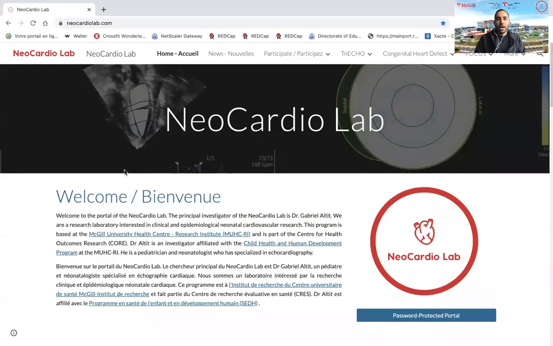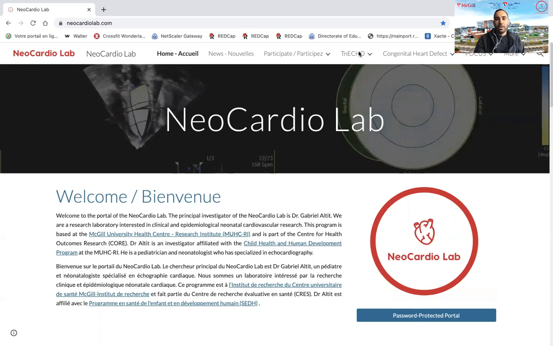Today, we will be looking first at the parasternal long axis view. And we'll be talking about some of the principles outlined on this view. And then hopefully in another workshop, we'll be able to discuss some of the images that are acquired in other views. So I will share my screen to show you where I'm obtaining some of the images that are available on the website neocardiolab.com.